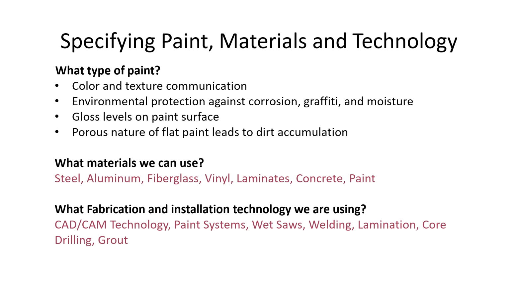Now, specifying paint, materials and technology. Firstly, we need to decide what type of paint we want to use. It involves considering factors like durability, appearance and environmental impact. We also need to address how the chosen paint will protect the signage from environmental conditions. This includes things like whether it is corrosion proof, whether the graffiti will remain the same, and whether moisture damage will not happen, all this information.